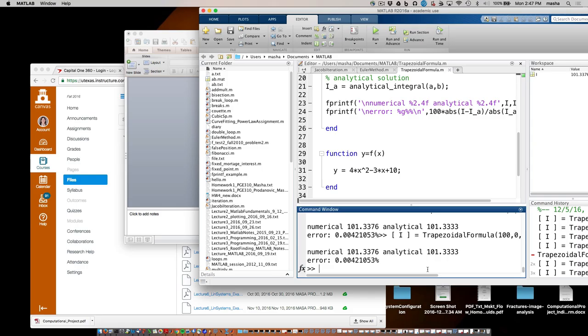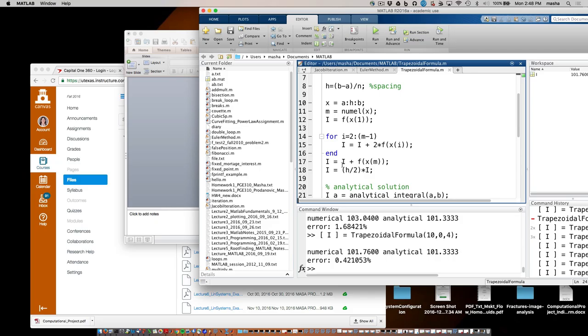So if I have hundreds of intervals, I'm getting pretty good. My error is 0.004%. Again, if I had only one interval, that would be 42% off. So if I get 2, 10%, 5, less than 2%, 10.4%. So did everybody get this part?